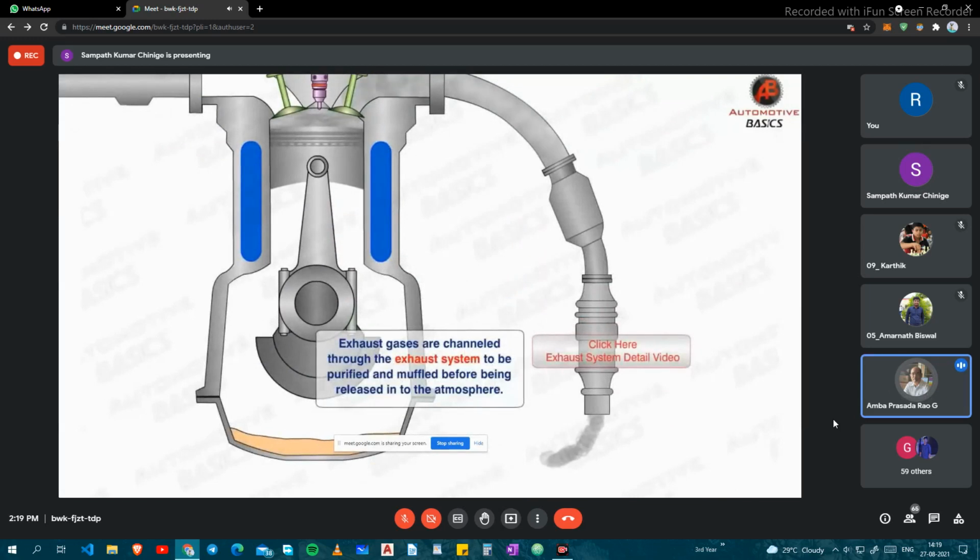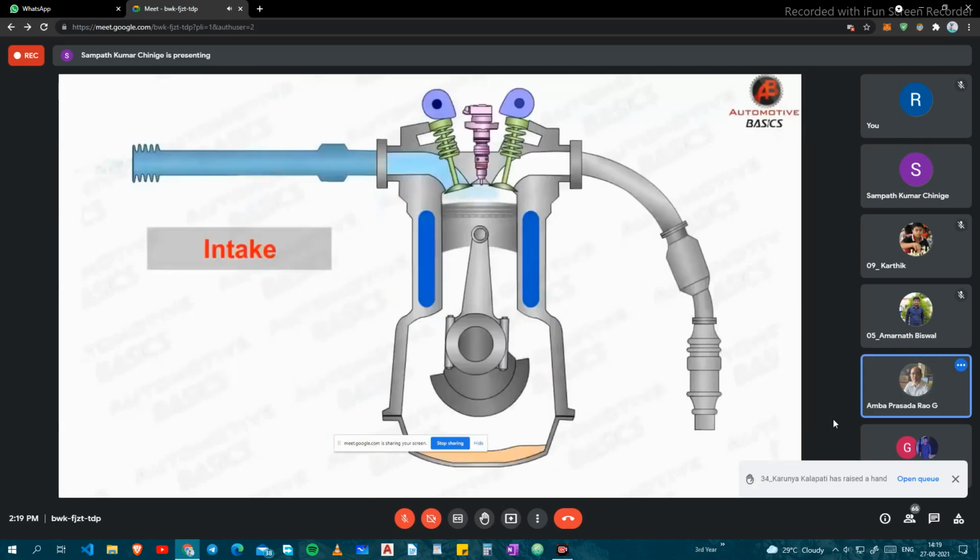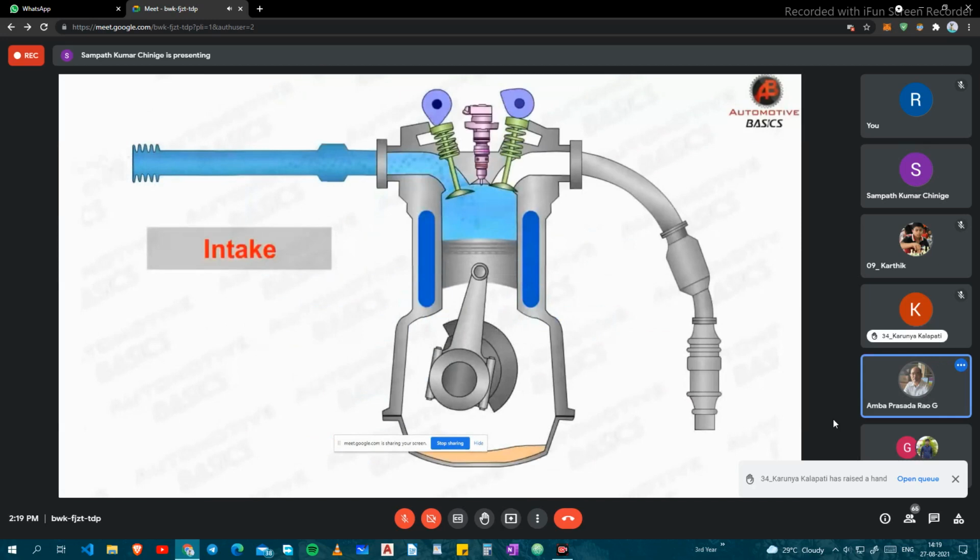So here we have the different components in an actual automobile engine. You may see the exhaust.